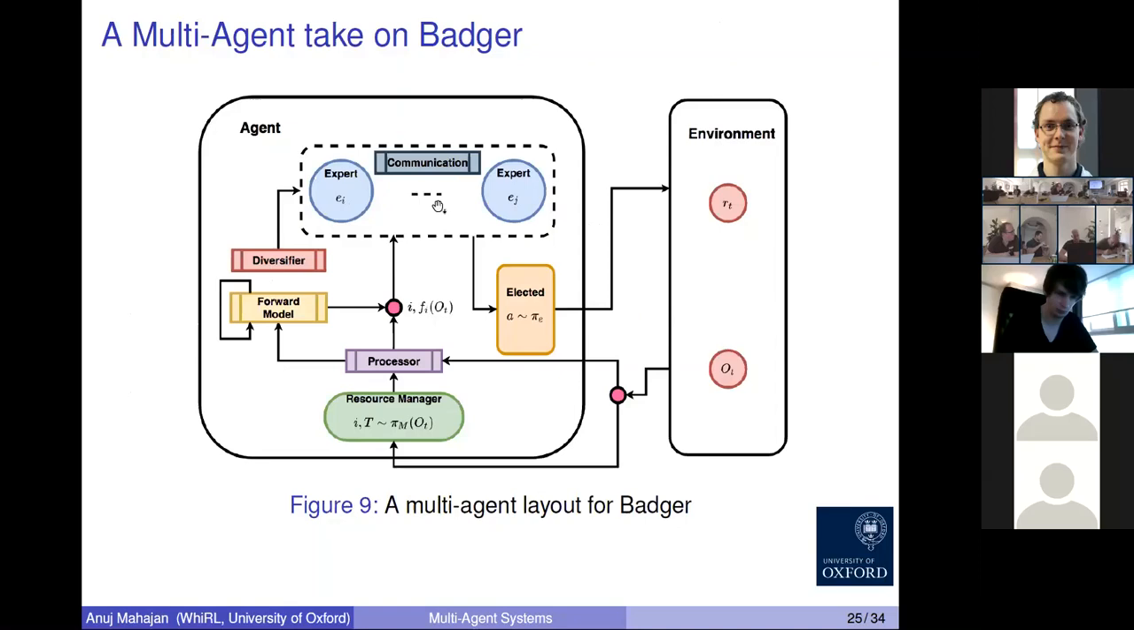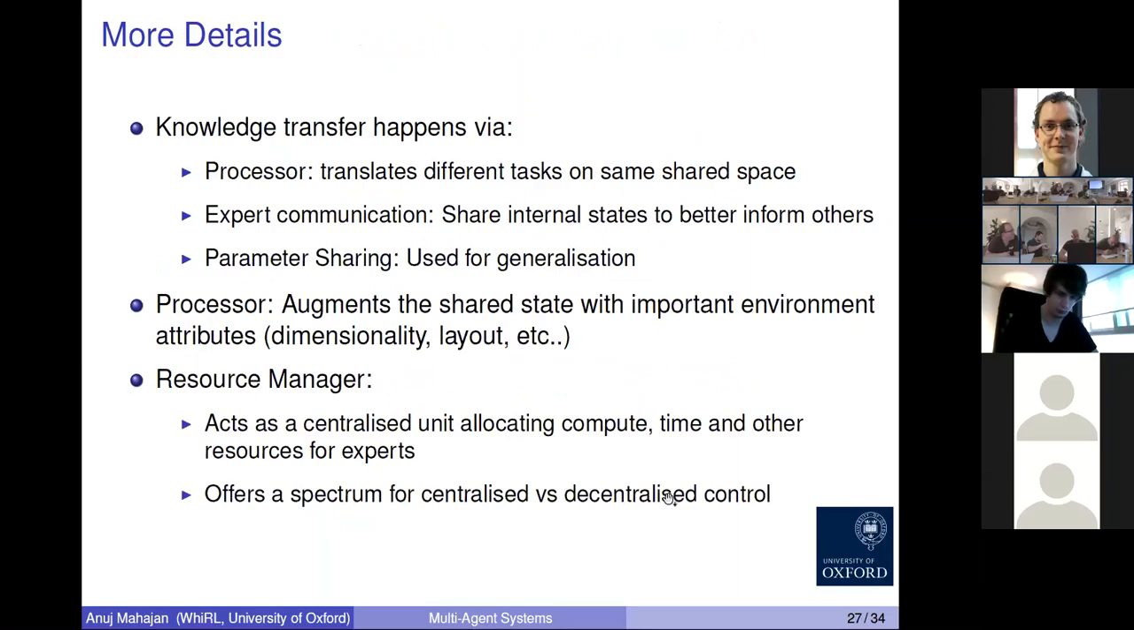So basically, the idea of having such a design is to ensure multiple things. The first of them is knowledge transfer. We want agents to be able to utilize the samples from the environment which they get to the maximum extent possible, and extract the knowledge and share it with the other agents to come up with better generalization. In our design, knowledge transfer is facilitated by three things. The processor, which is translating different task observations onto the same shared space.